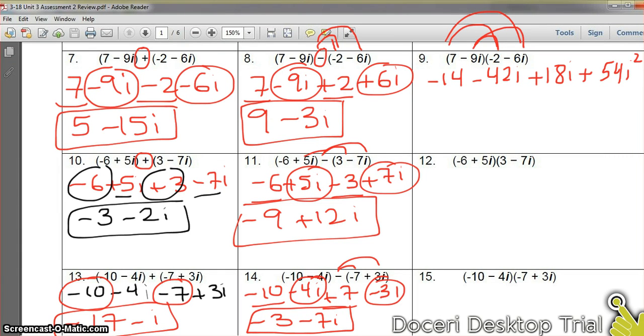Now let me make this a little bit bigger so I can write on it. Okay, so let's combine like terms. Negative 42i plus 18i is going to be negative 24i.